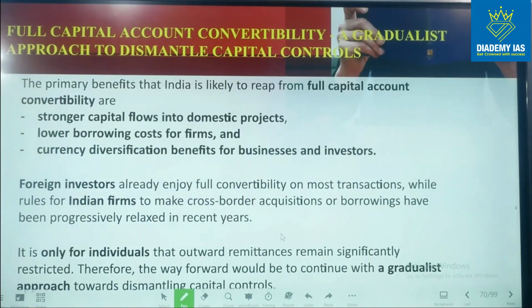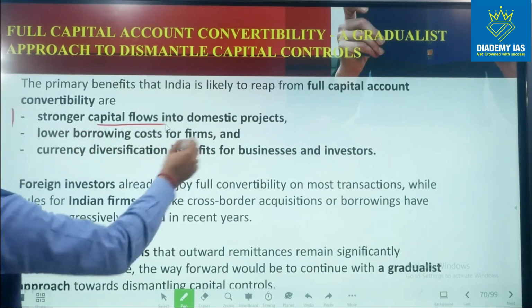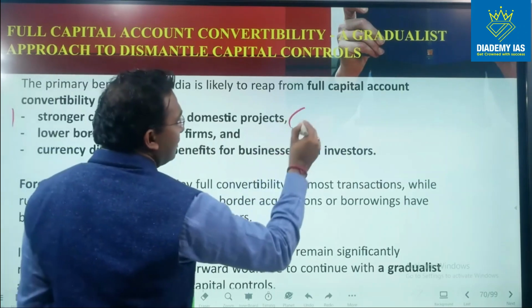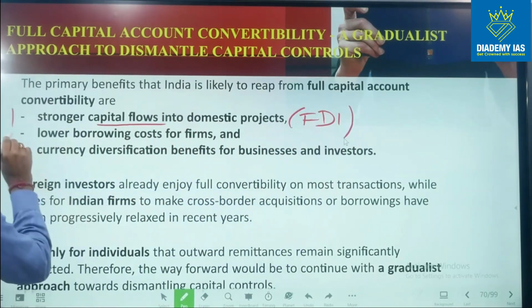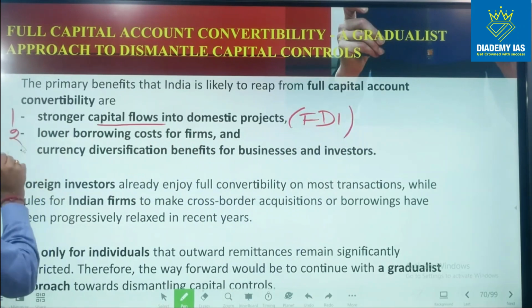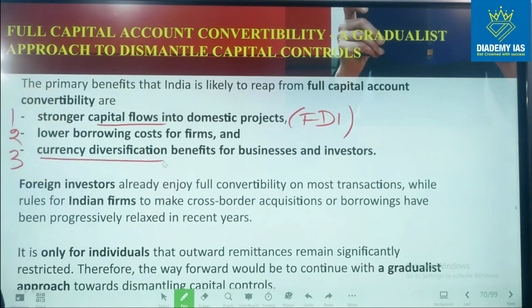So you can read this. We have already discussed the primary benefits that India is likely to reap from full capital account convertibility. Number one, stronger capital flows into the domestic projects. That means we will receive FDI. Number two, lower borrowing cost for the firms. And number three, currency diversification benefits for the businesses and the investors.